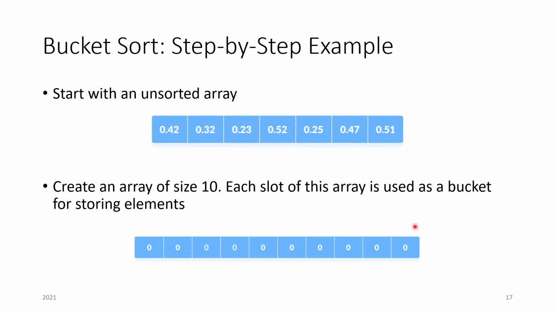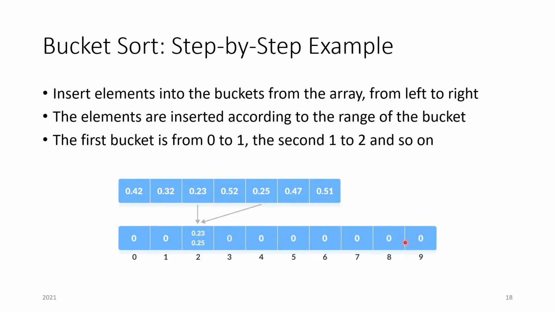The step-by-step example here is going to give us the in-depth explanation as to what actually occurs with each one of these operations. So if we have an unsorted array here, which is going to be 7 values in total, we want to create an array here of size 10, and each individual slot in the array is going to be used as a bucket for storing elements. So we're going to be inserting elements into each one of these buckets, which are slots in the array, starting from left to right in order to get these values going in.